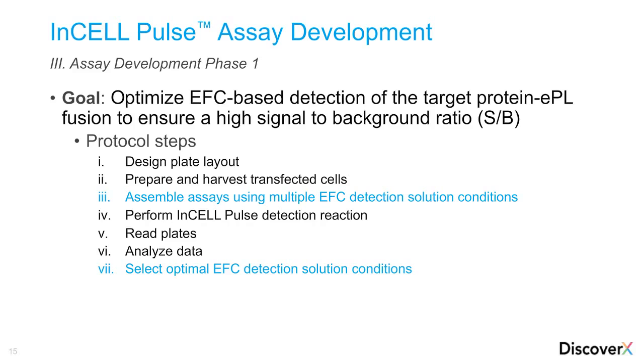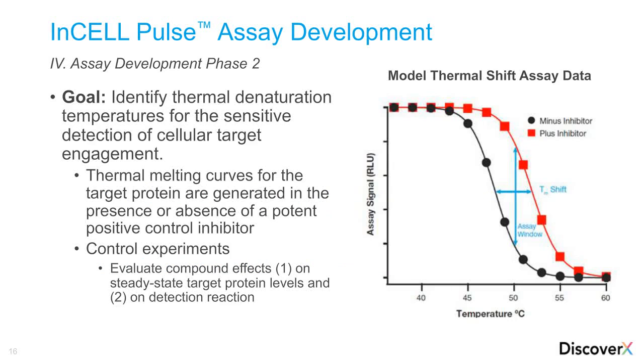It's the most important part of this step. Then you want to perform the InCELL Pulse detection reagent reaction, read it, analyze the data, and then based on this data, you will select the specific EFC detection solution conditions, and these variables will be held constant going forward. We have some guidelines also in the user manual that is available online if you would like to read it at any time. I'll have a link for you at the end.